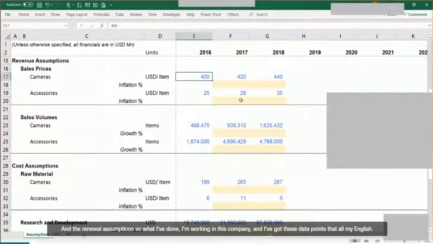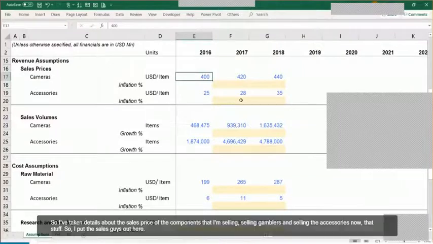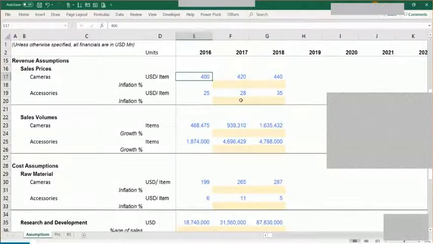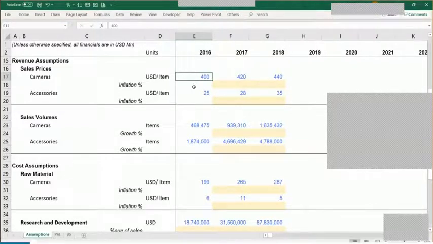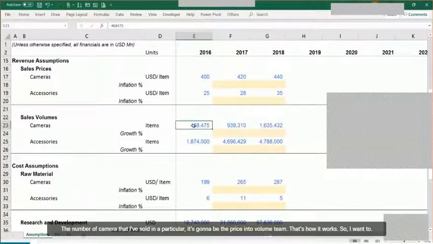Let's say I'm working in this company and I've got these data points on how my revenue was generated. So I've taken the details about the sale price of the components that I'm selling, like cameras, accessories and all that stuff. I put the sales price here and also the volume, because I know that my revenue from camera is nothing but the price per camera multiplied by the number of cameras that I've sold in a particular year. So it's going to be the price into volume game.